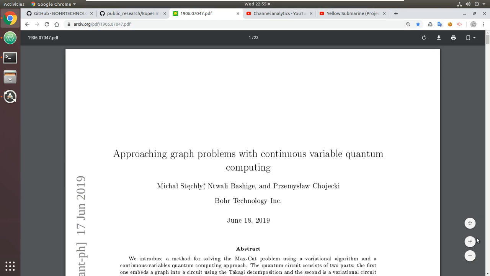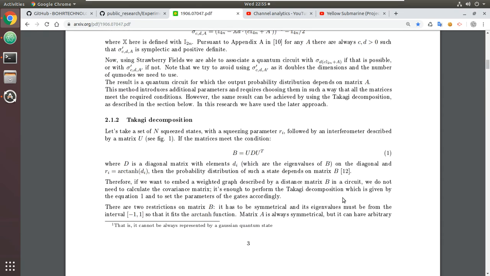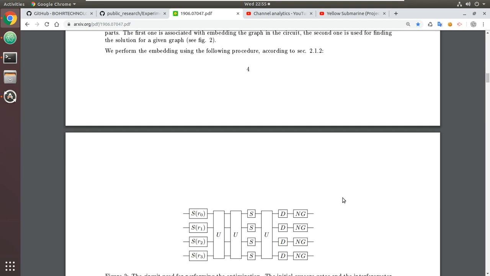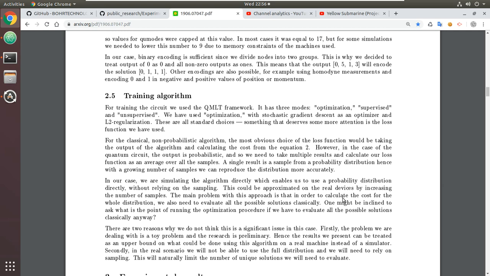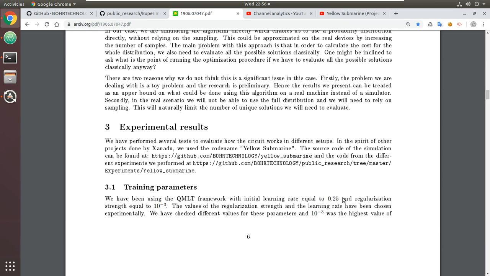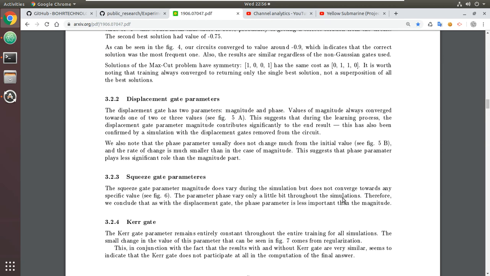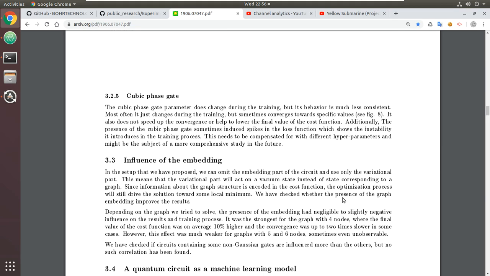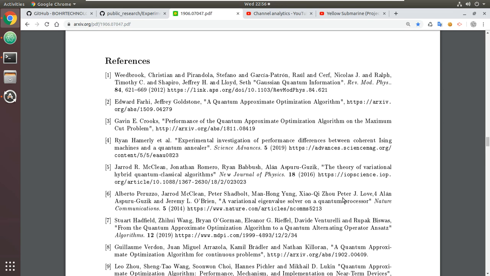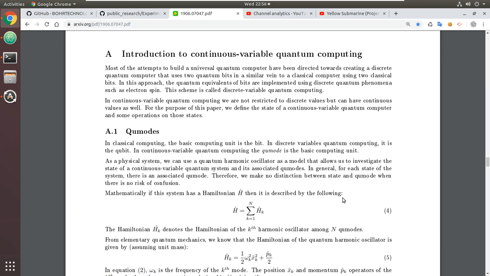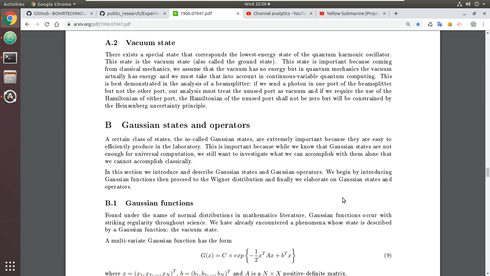So this is the paper. Maybe I should focus on that, because I'm assuming that's going to be the theory behind it. I think I went through that. The MaxCut problem, the circuit design, solution encoding. Training, so that's the classical part, right? How you're going to optimize your parameters, and then the results. And there's the influence of non-Gaussian gates, loss function, displacement gate parameters, squeeze gate, cubic phase gate, conclusions, and references. There's also an introduction to continuous variable quantum computing that I went through. You've got your Q modes, vacuum state, and Gaussian states and operators.